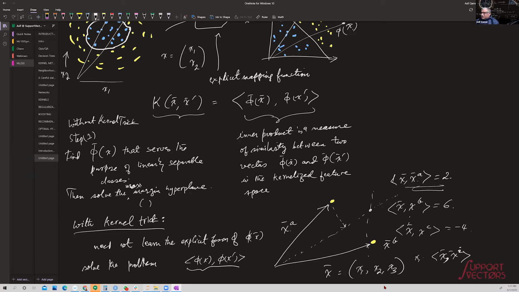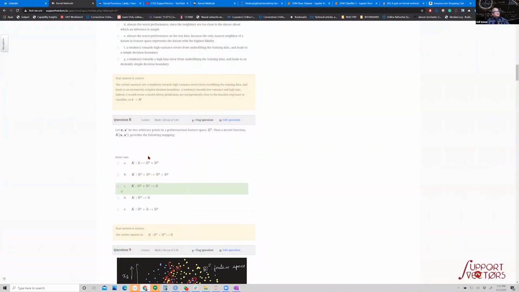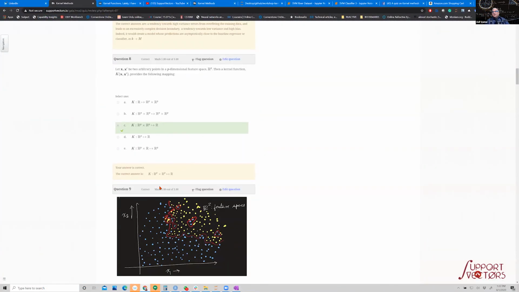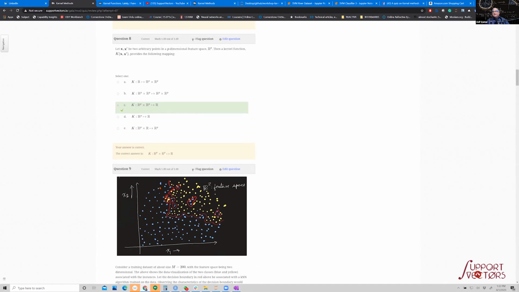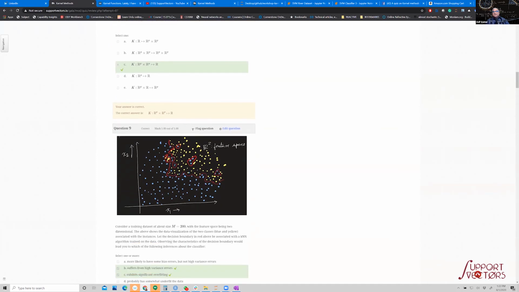It's an unusual way of doing it, but once you realize that you can do that, a whole set of magic becomes accessible to you. And that is what the kernel methods thing is pretty much all about. Cool. So let's go back to the quiz. This question is now straightforward, isn't it? Let's go to the next question and see what we have here.